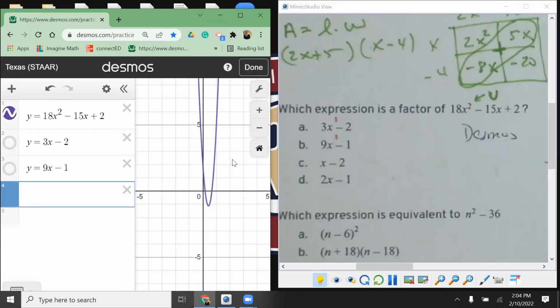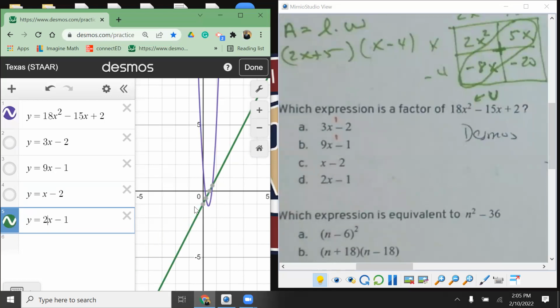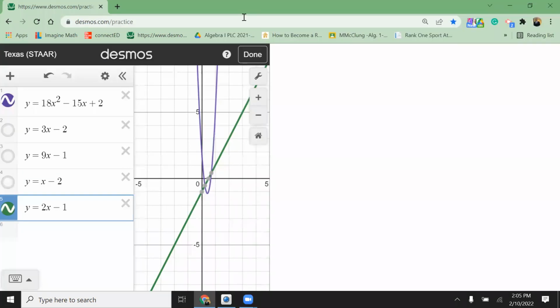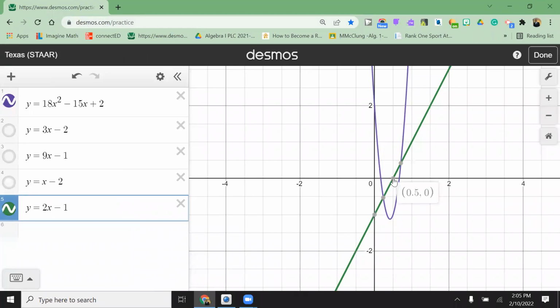Let me put in the next one. Look, that one's obviously not even touching anything, so we know that's not it. It would help if I put in the right number. Okay, look at this one, you're like, wait a minute, this is touching. It's pretty close, but it's touching the x-axis here, and it has to be touching together. The U shape and the line have to touch the x-axis in the same spot. This one's not going to work.